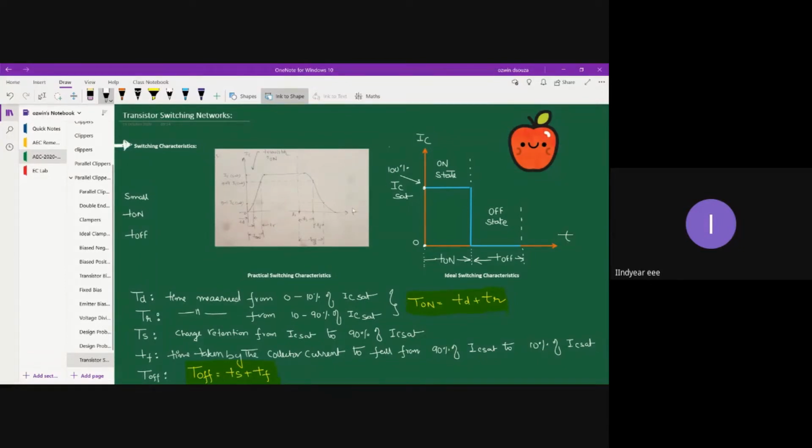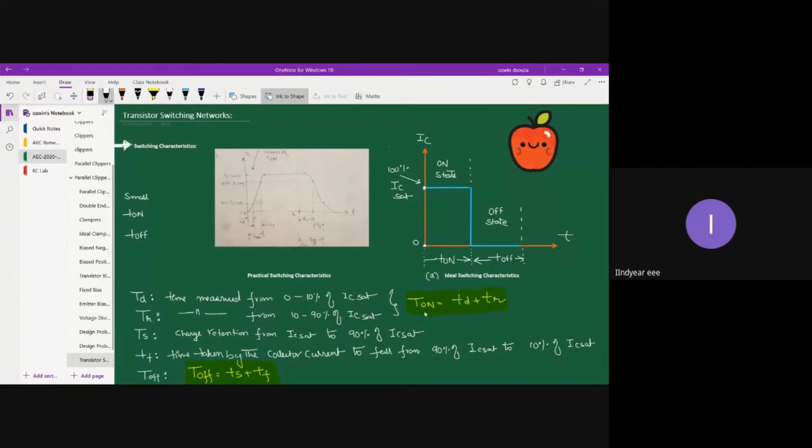Okay. Now, to understand the concept of switching transistor, first we need to understand the characteristics. What exactly the ideal switching characteristics is all about, and the practical switching characteristics is all about. Now, first let us consider ideal switching characteristics.